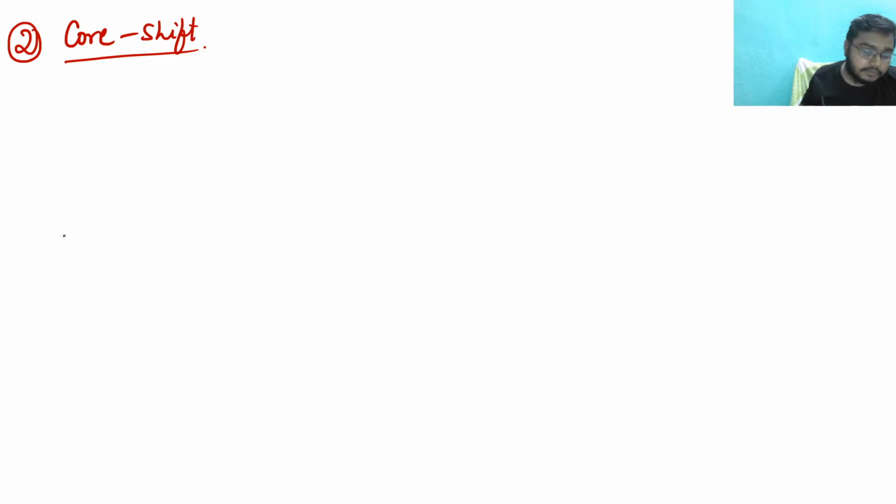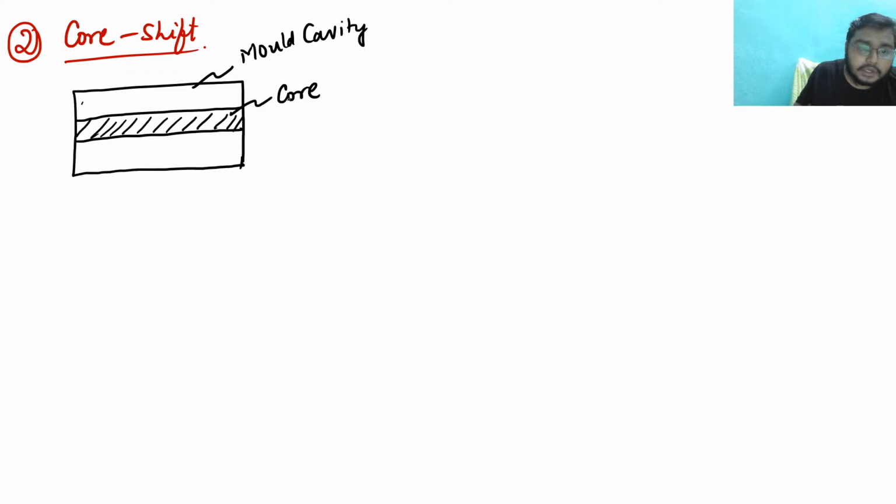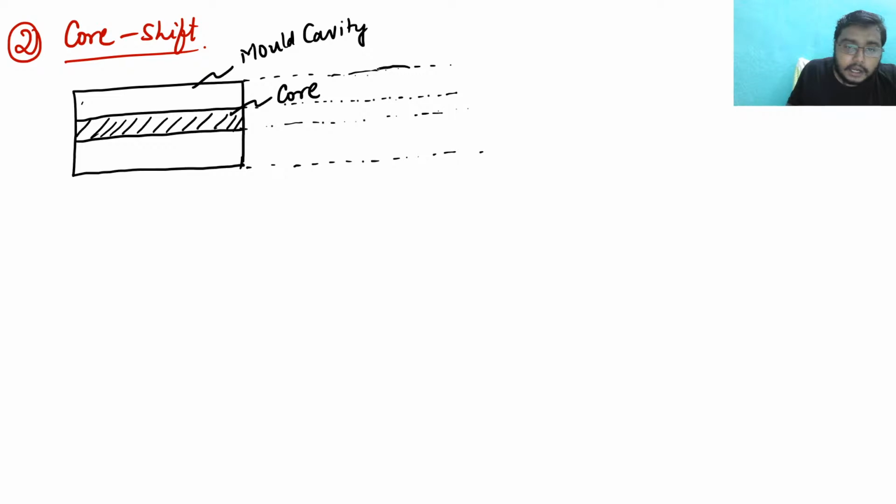Let us understand this core shift with the help of a figure. Suppose that this is the mold cavity. Clear? And in this mold cavity you are using a core. Suppose this is the core. This is the core and this is the mold cavity. Eventually if you project these things here, you will get a casting like this.